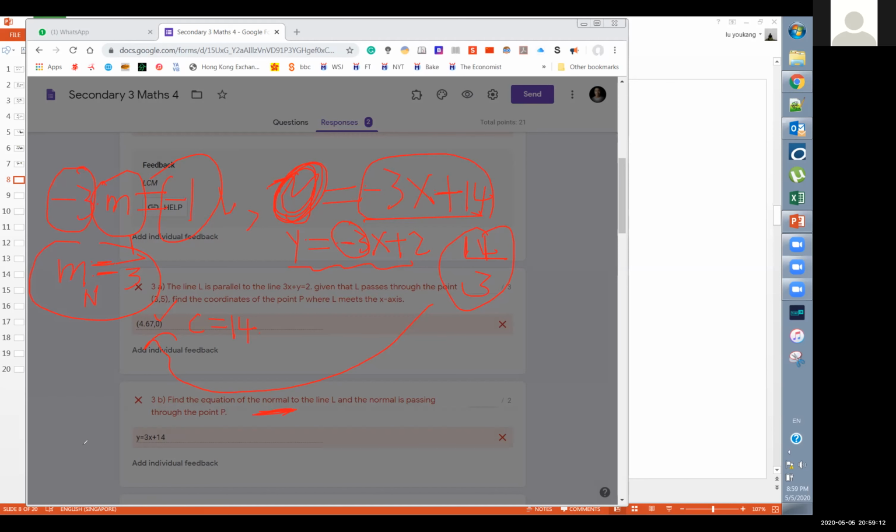Normal means perpendicular. We talked about it last lesson, right? So the equation should be y equals... at least I should see y equals 1/3 x. Then for the c, you have to find it. But at least this gradient should be 1/3. Okay, let's move on.